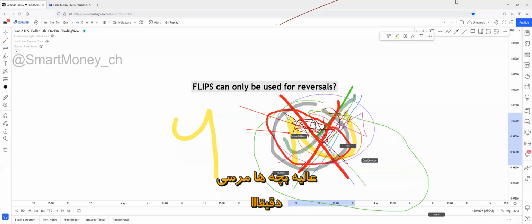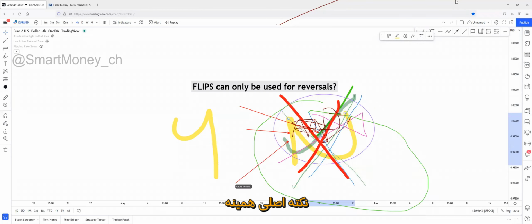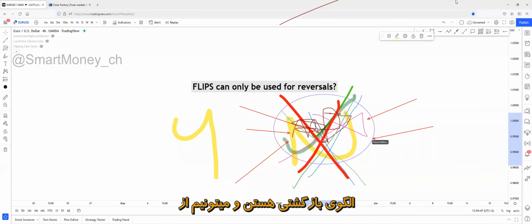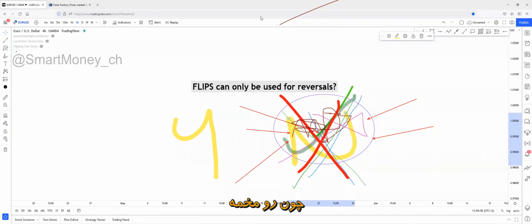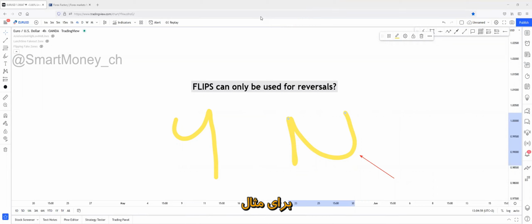Yeah, exactly. That's the main key here, right? That's the main key right here. So basically, change of characters are reversal patterns, and we can use these change of character patterns for reversals. Let me just remove the drawings because it annoys me. So change of characters can mainly be used for reversals. For example, when a higher time frame supply/demand is being tapped, a 15-minute, 5-minute supply is being tapped, then you wait for a change of character, and that will be a reversal pattern.